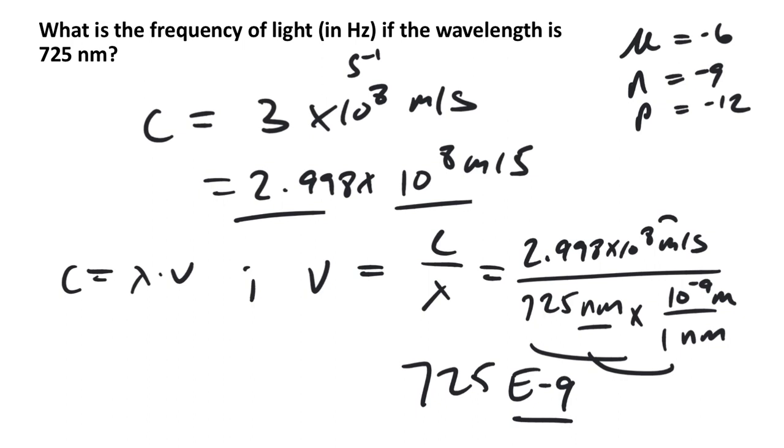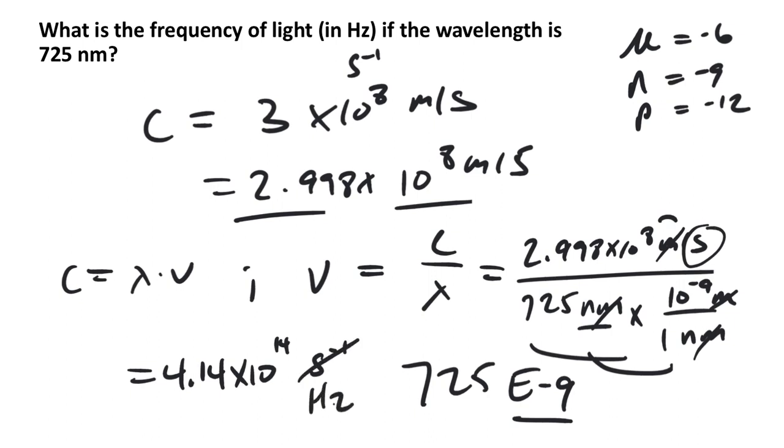And so then I get 4.14 times 10 to the 14. The units would be inverse seconds because our meters canceled. We're only left with 1 over seconds, or inverse seconds, and that's the exact same unit as hertz.